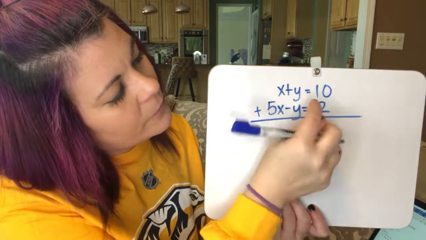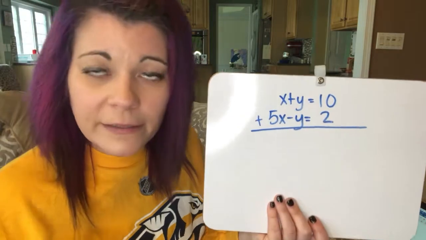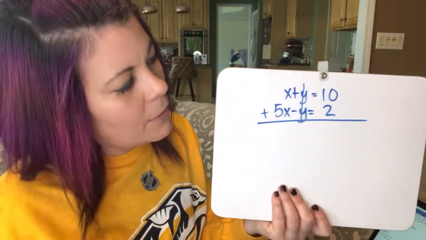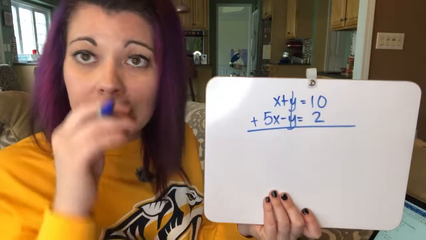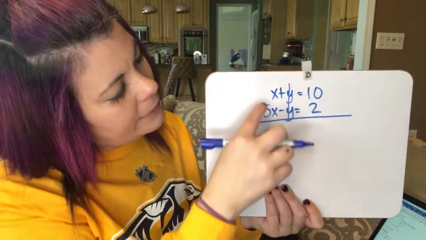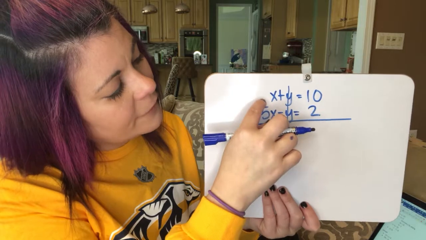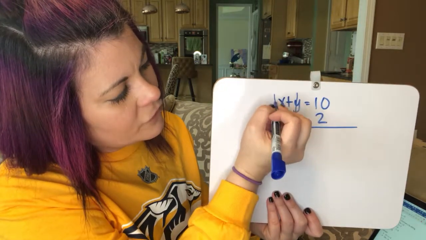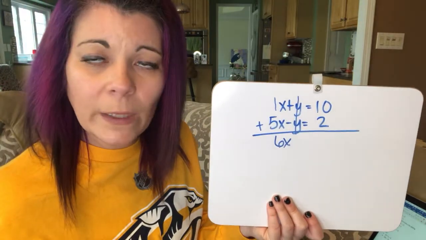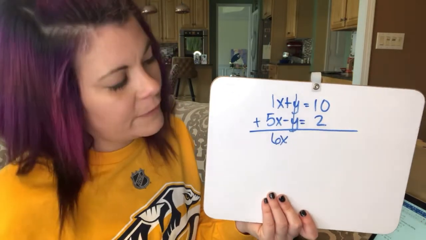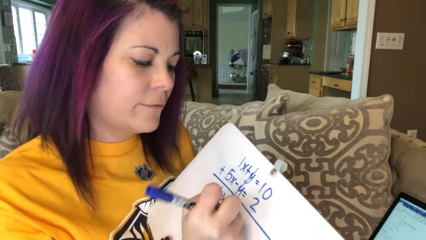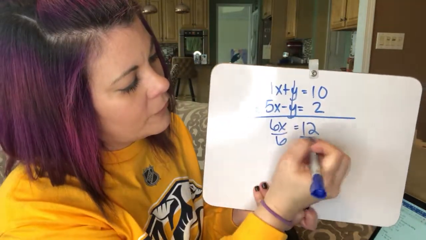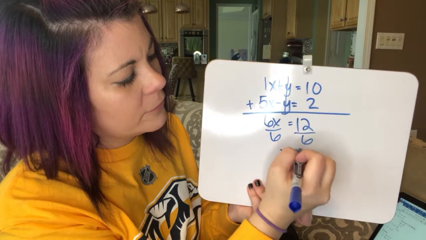But if we add, we have y plus a negative y, which gives me 0, because 1 plus a negative 1 is 0. So we're adding these. So 5x plus x is 6x, because remember, this is understood as a coefficient of 1 when it's not there, so 6x. And then 10 plus 2 is 12. So we have 6x equals 12. We are going to solve for this, and we get x is equal to 2.